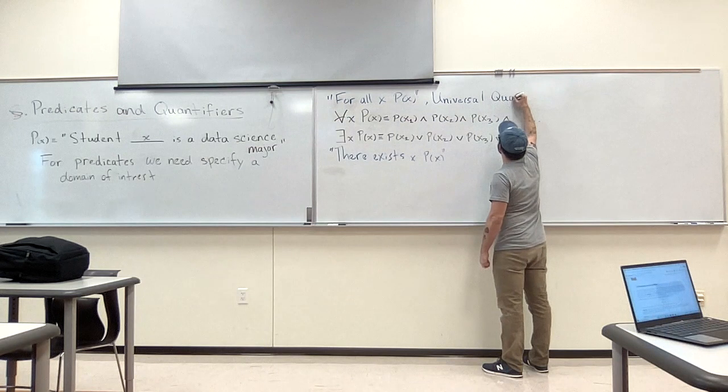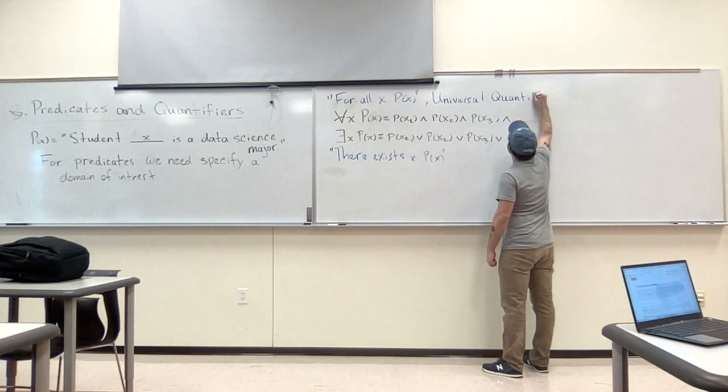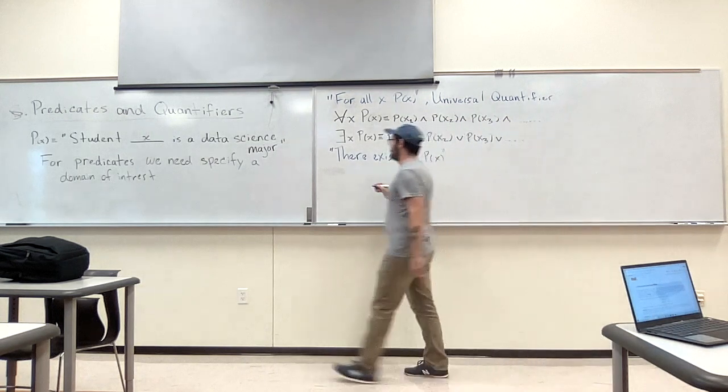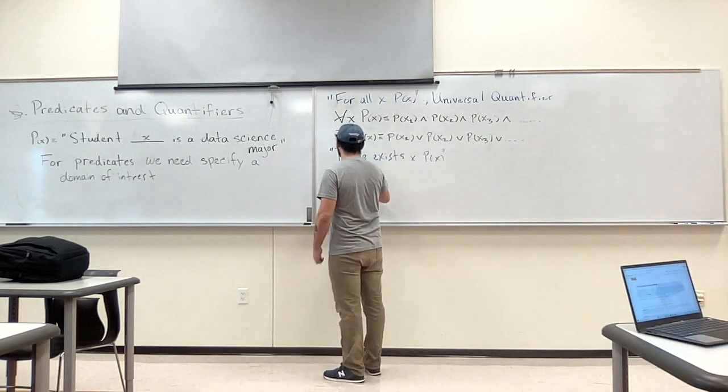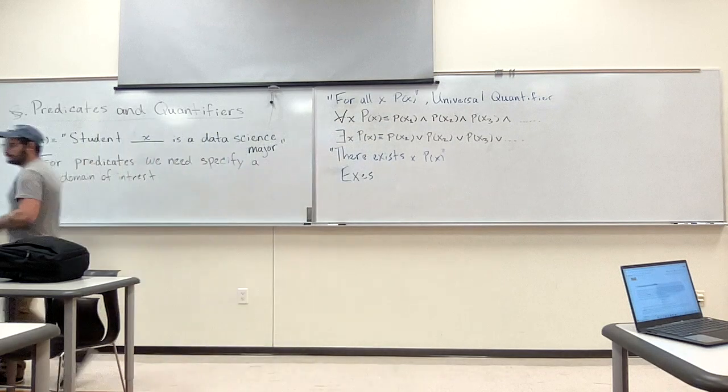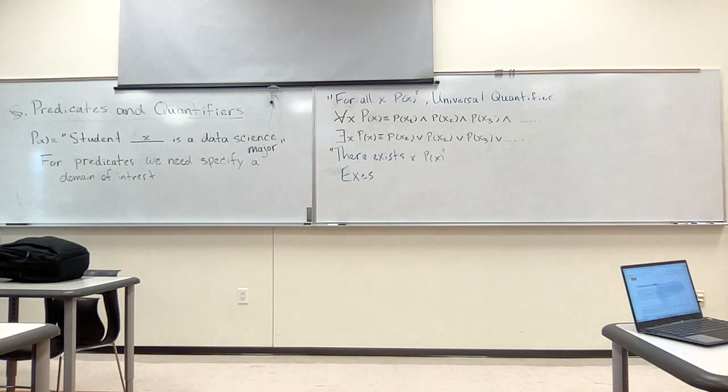So this is the universal quantifier. And then this is the existential quantifier. That would be a something else. And this is in Rosen, section 1.4.